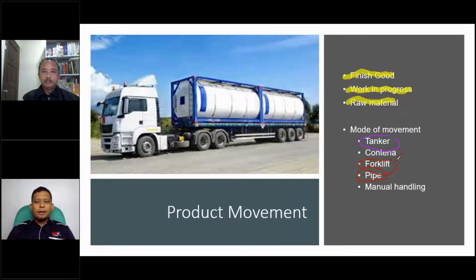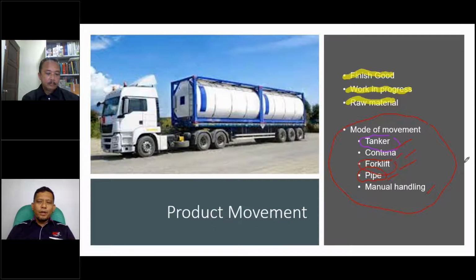So we have to analyze all this movement. If we have the plant layout, first of all what we need to study is where is the movement of the tanker, where is the movement of the lorry, trucks, where is the movement of the forklift, where is the movement of the pipes, and also where is the movement of the manual handling. This is an important analysis.